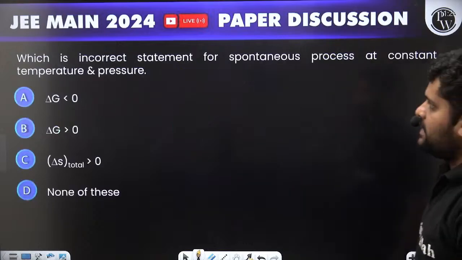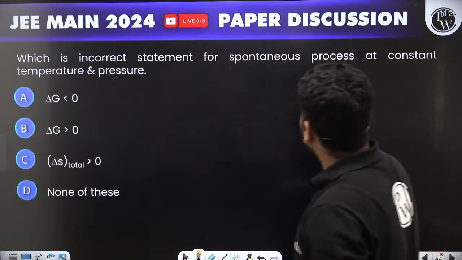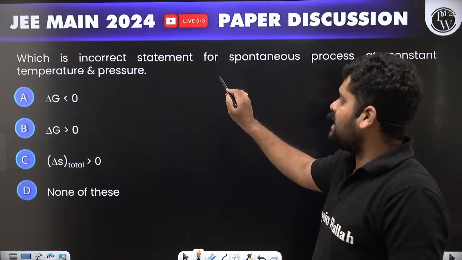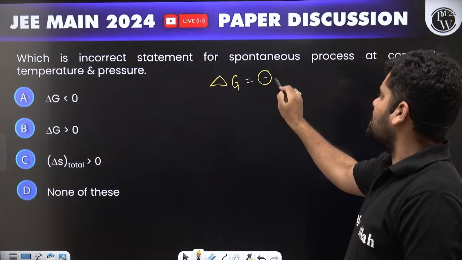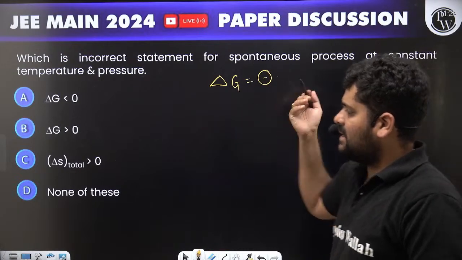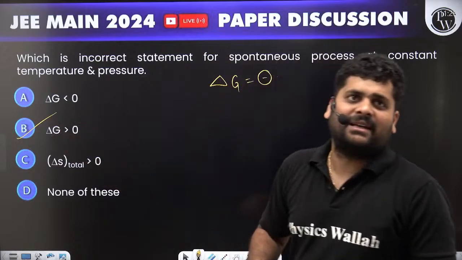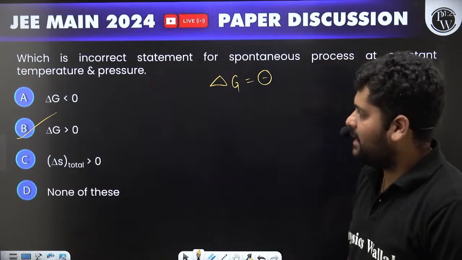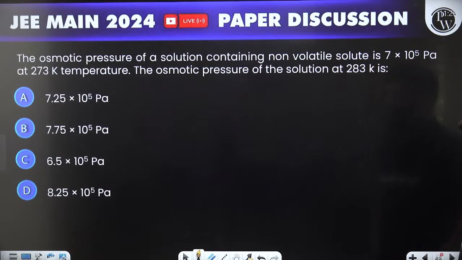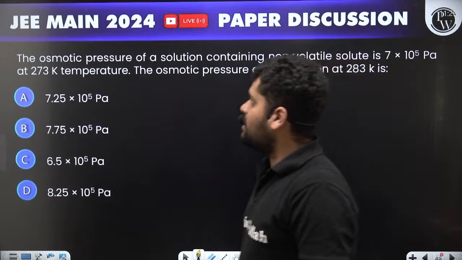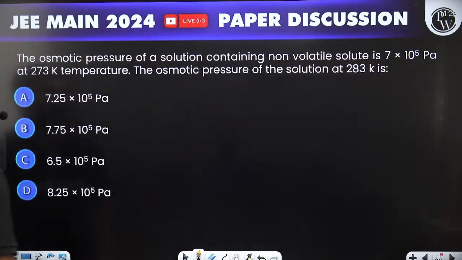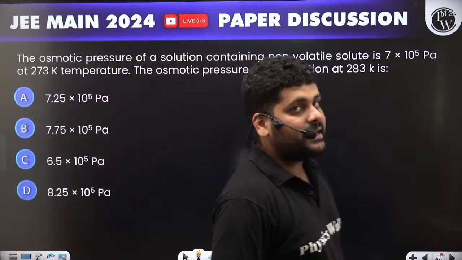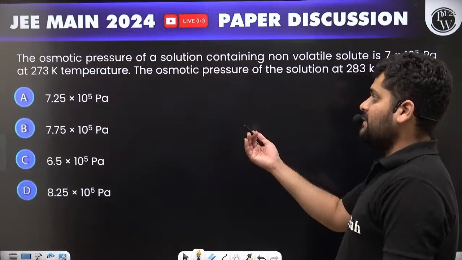The next question, which is the incorrect statement for spontaneous process at constant temperature and pressure? If the reaction is spontaneous, delta G should be negative, isn't it? Which is incorrect. Obviously, delta G positive is going to be incorrect. See how simple the questions have been asked. Okay, right. Next one, the next question after this. The osmotic pressure of a solution containing non-volatile solute is 7 into 10 to the power 5 Pascal at 273 Kelvin.